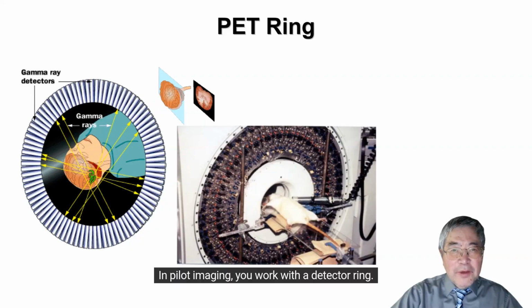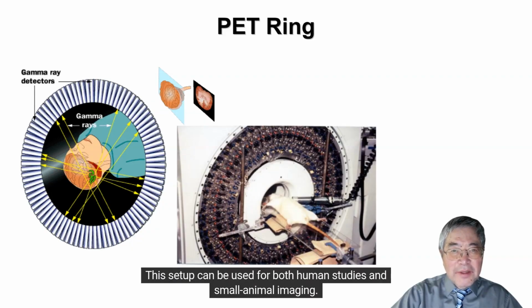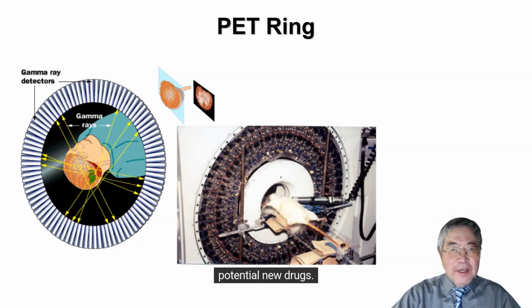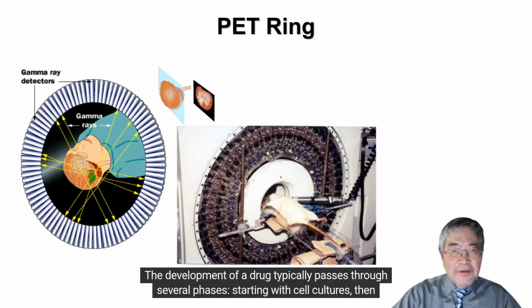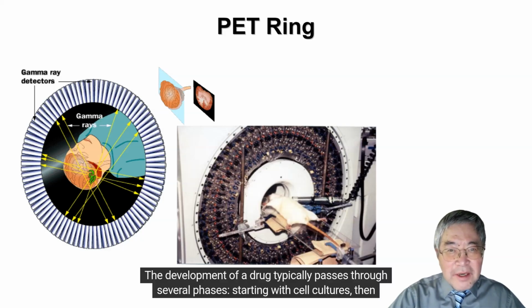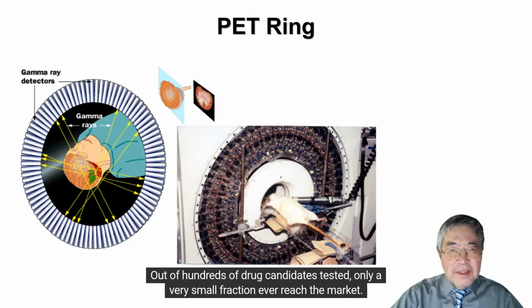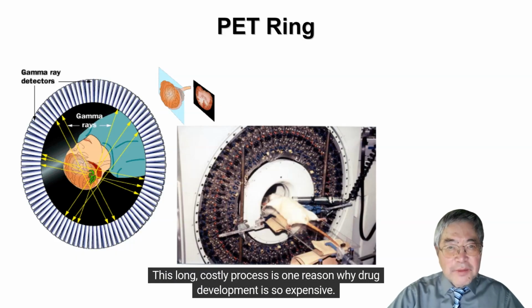In pilot imaging, you work with a detector ring. This setup can be used for both human studies and small animal imaging. Small animals are especially important in pharmaceutical research, since drug companies rely on them to test potential new drugs. The development of a drug typically passes through several phases, starting with cell cultures, then moving to small animal studies, followed by preclinical trials, clinical trials, and eventually market approval. Out of hundreds of drug candidates tested, only a very small fraction ever reach the market. This long, costly process is one reason why drug development is so expensive.